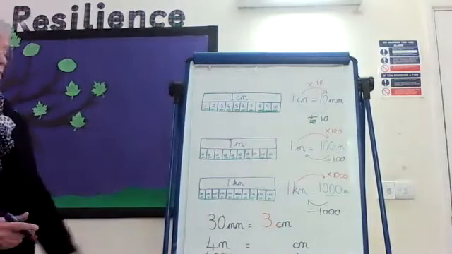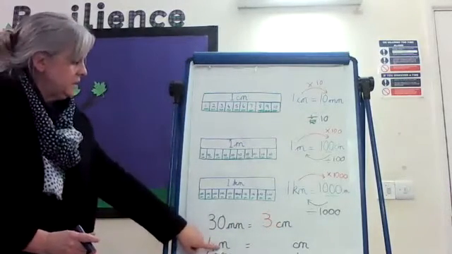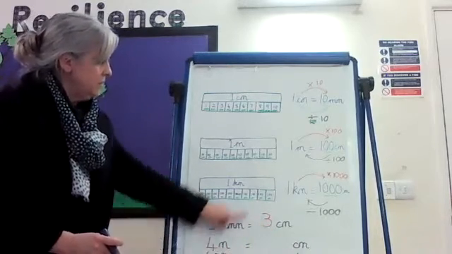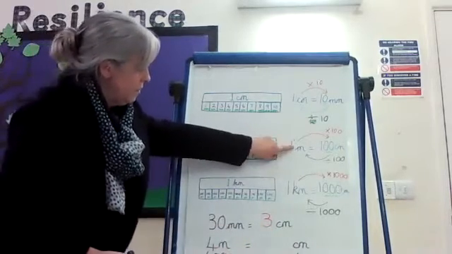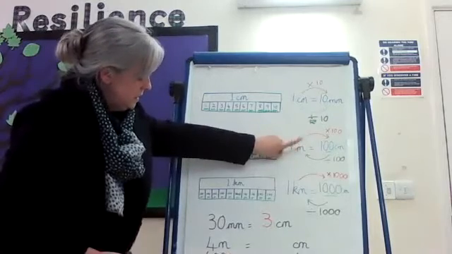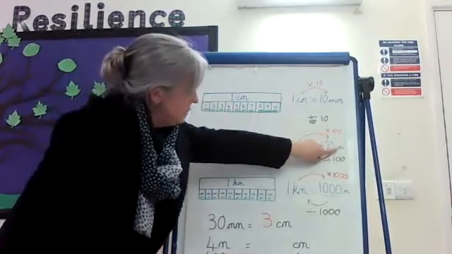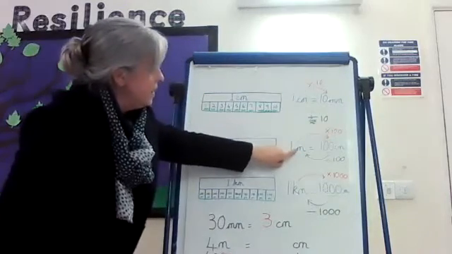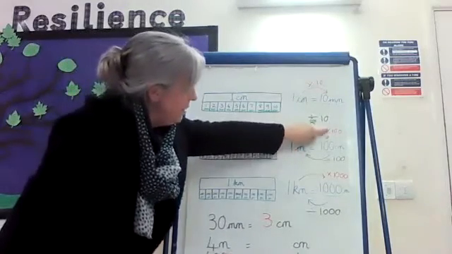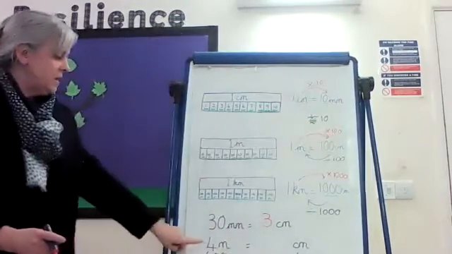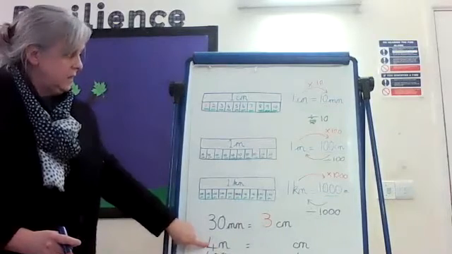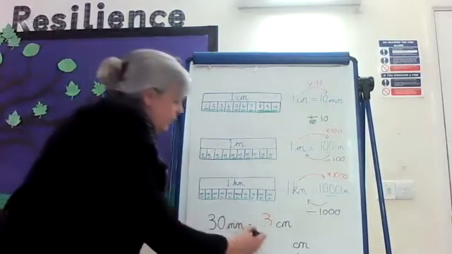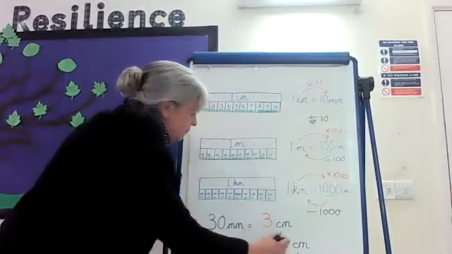Okay. Right, what about 4 meters? What's that equivalent to in centimeters? I'm going to look at my conversion diagram. I'm going from meters and I need to find out into centimeters. So what am I doing to the meters to get into centimeters? Yeah, you're right, I'm multiplying by 100. So 4 multiplied by 100 is 400 centimeters.